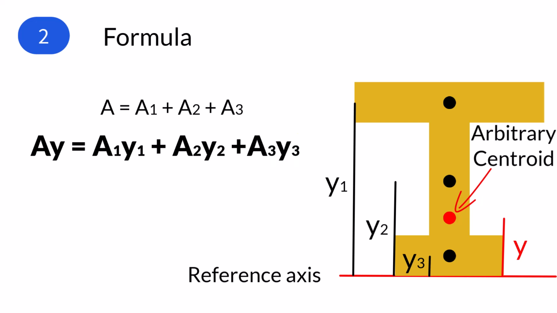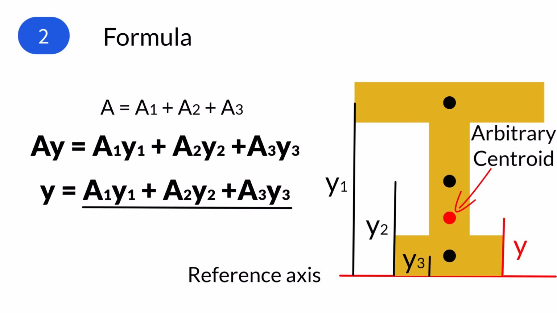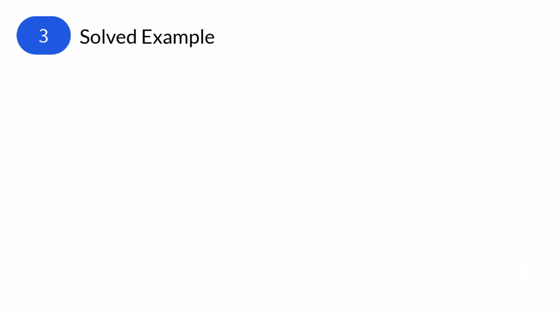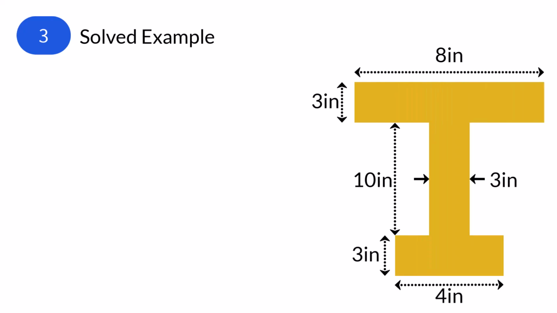If we take the total area of the section on the left side to the right side of the equation, it will give us value of y, which will tell us the exact location of the centroid of the asymmetric eye section. Now let us apply this formula to an example of asymmetric eye section and find its centroid. The asymmetric eye section along with dimensions of its three rectangles is shown over here. For this eye section, we know the centroid lies on the vertical symmetric axis, passing through its center.